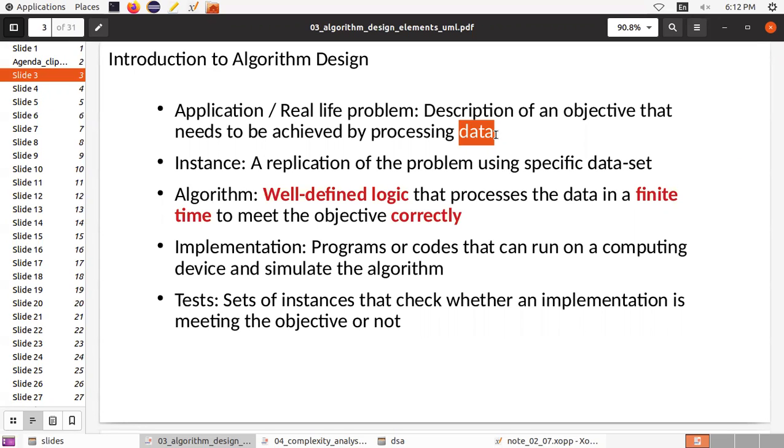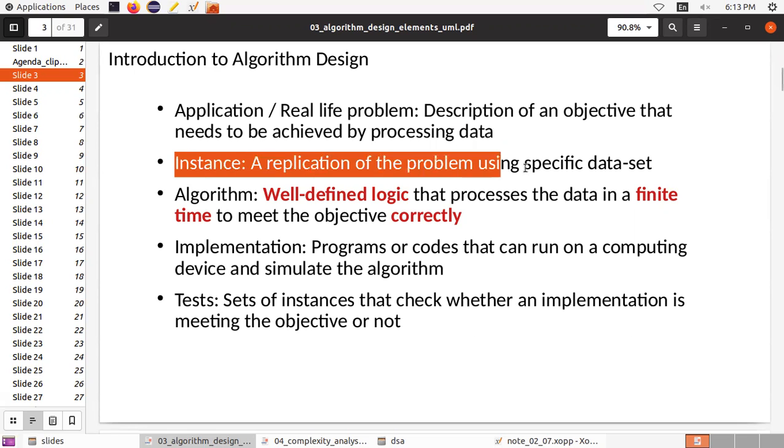In our case, the input is typically data, and the objective is some modification of that data or some processing of that data or a decision to be taken on that data. Okay, when we say instance, it is a replication of a particular problem using a specific data set.